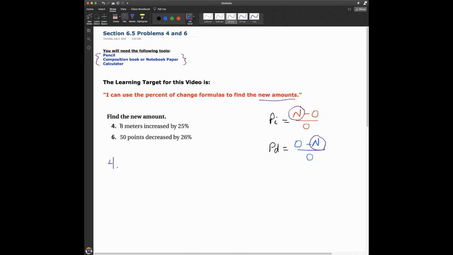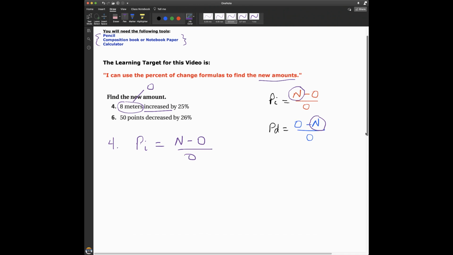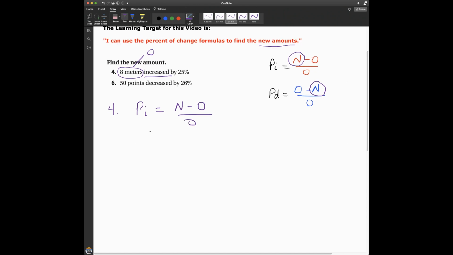Number 4: 8 meters increased, so that should tell us which formula we're going to use. It's the percent of increase formula, and it's increased by 25%. So the 8 meters represents our original amount. Let's write the formula down. It's the new amount minus the original, divided by the original. Let's plug all this in and figure out how to solve for n.